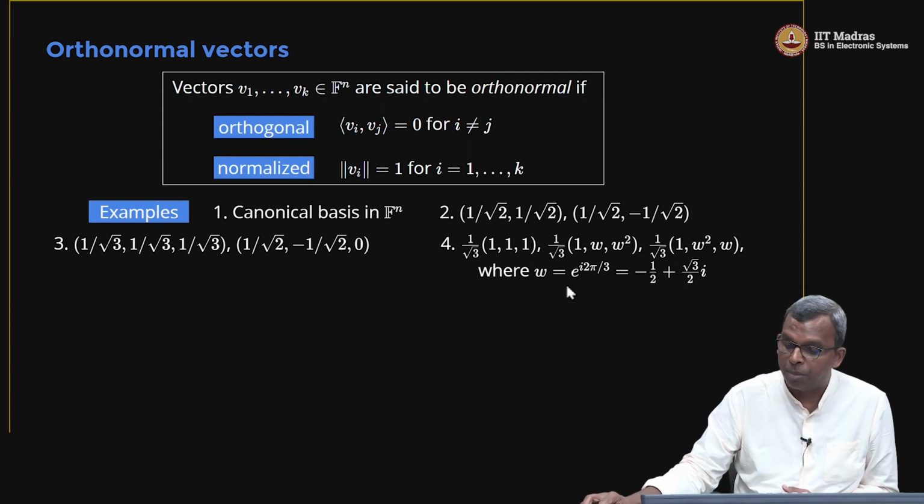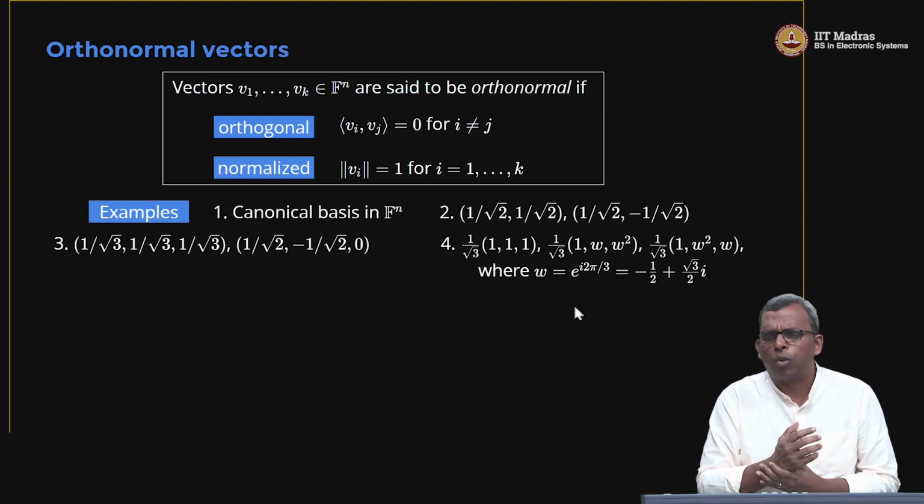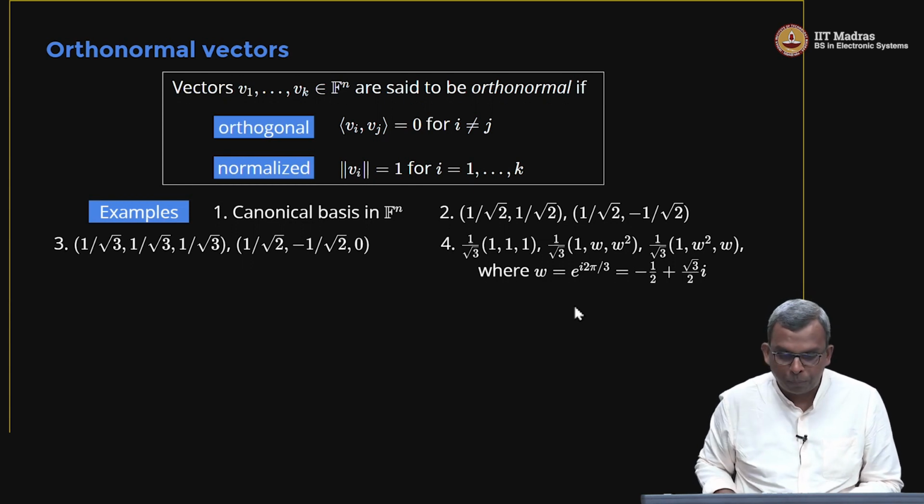So, this is a very nice basis. Whenever you have an nth root of unity, cube root of unity, these guys form an orthonormal basis, and these are very, very useful. So, the point is the canonical basis is not the only way to get orthonormal vectors. There are many more interesting such combinations, and this is at the heart of a lot of ideas that we use linear algebra for, okay.